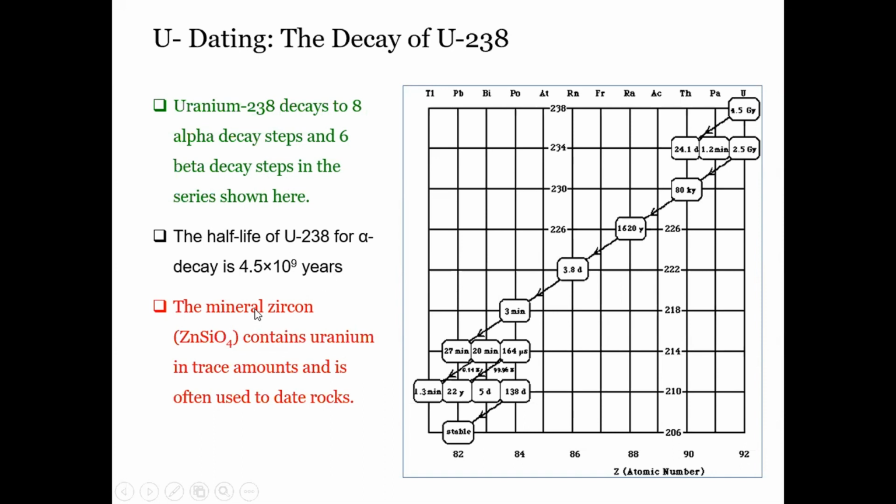All the zircon minerals, ZrSiO4, contain uranium in trace amounts and can be used to date rocks in the similar fashion that we have gone through. To figure that out, we must know what the value is now and what its ratio possibly was originally.